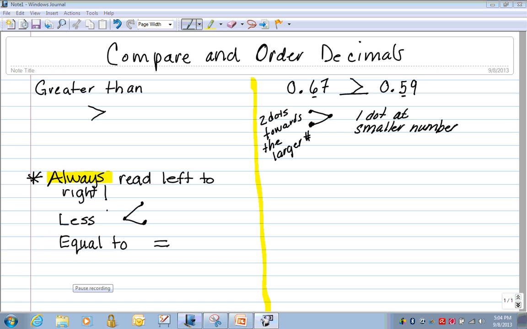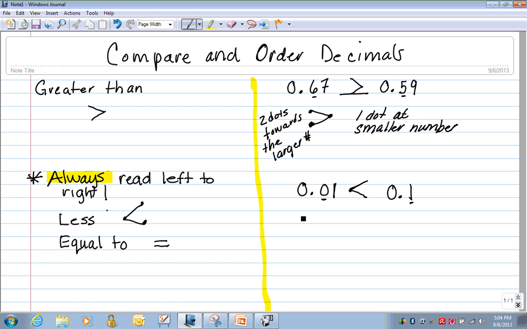On the right hand side of our 2-column notes, if we are comparing some numbers, let's go ahead and try some. I'm going to compare 1 100th, so 0.01, and I'm going to compare that to 1/10, and that number is written 0.1. If I read left to right, I have a 0 and I have a 1. 0 is less than 1, so I would put my 1 dot towards the smaller number and make my less than sign.